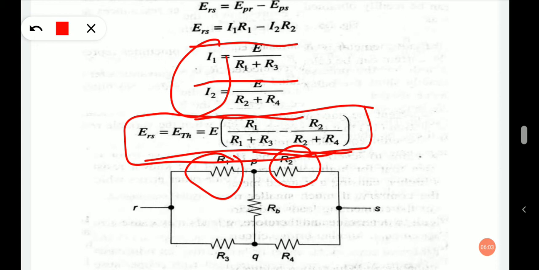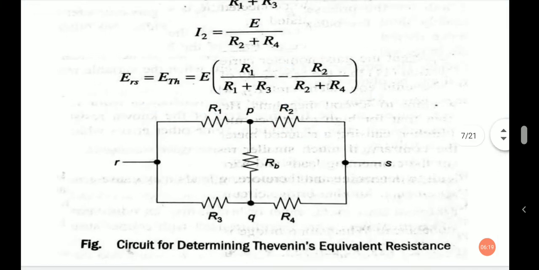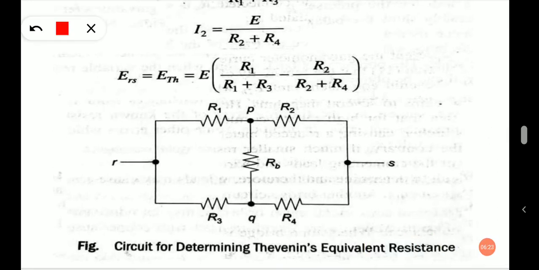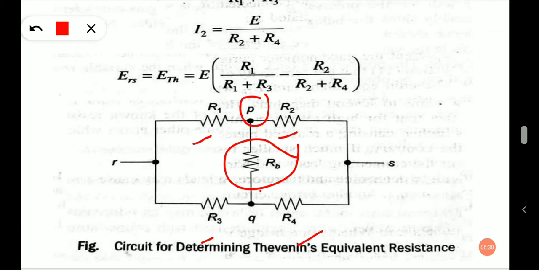Once this voltage is obtained, replace the battery with its internal resistance and find the equivalent resistance of the circuit looking into the same terminals. So the circuit can be redrawn as shown in the figure. Here we have R1, R2, R3, R4, and RB, with terminals P, Q, R and S.